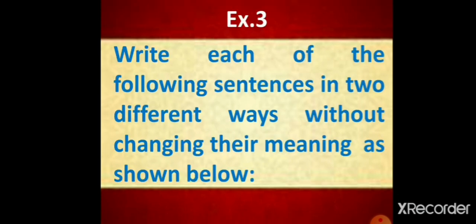Now, coming to exercise number 3, write each of the following sentences in 2 different ways without changing their meaning as shown below. Okay, so in the last exercise what did we do? हमें एक way दिया हुआ था and we had to write the sentence in the another way. But now what are we supposed to do is that हमें possessive adjectives दिए हुए हैं, that is my doll. Okay, so possessive adjectives हमें दिए हुए हैं and we have to rewrite this sentence using pronouns.